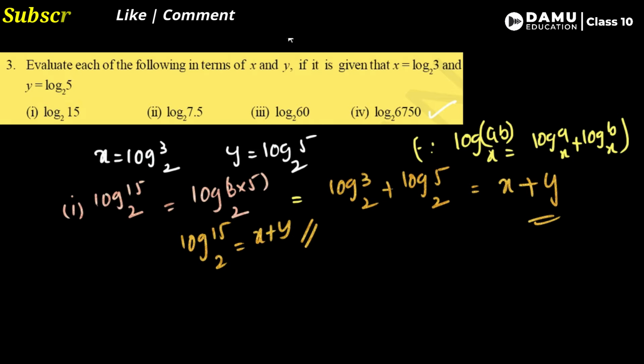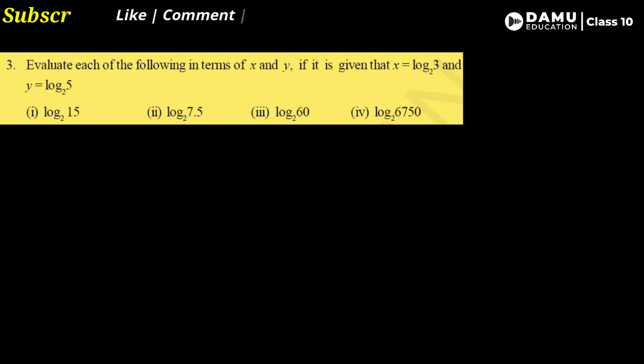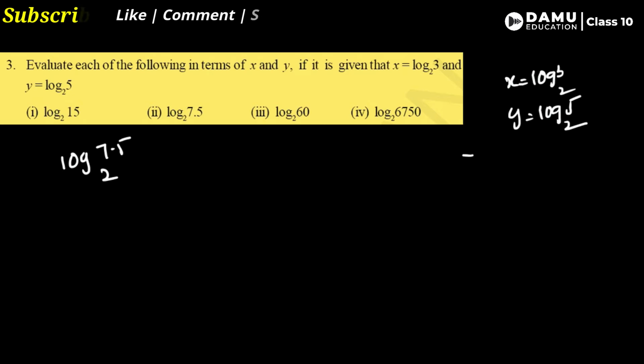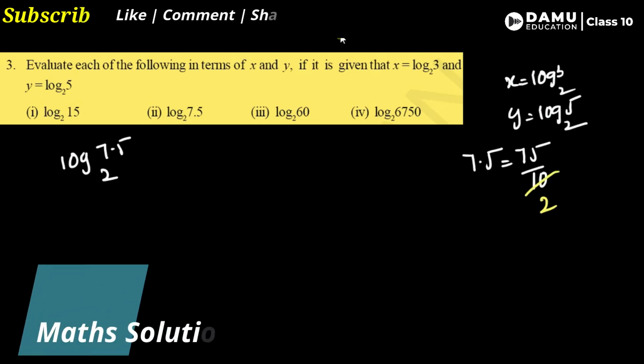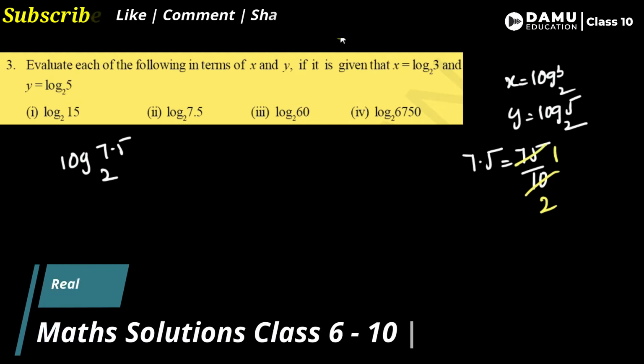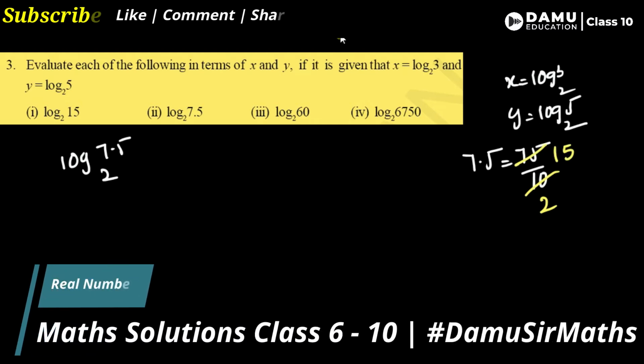Let's take another one. The second question: let's write log 7.5 base 2. As we know, x is equal to log 3 base 2 and y is equal to log 5 base 2. So 7.5 you can write as 75 by 10. Can we write like this or not? Yes. With 5, 5 twos are 10, then 5 fives are 25, so 15 by 2. So we can write 15 by 2 base 2. So this is the value.